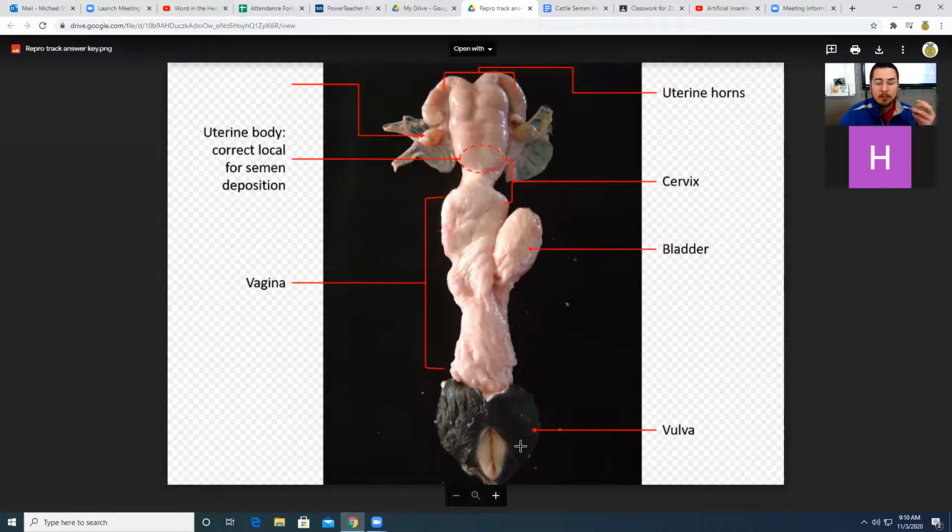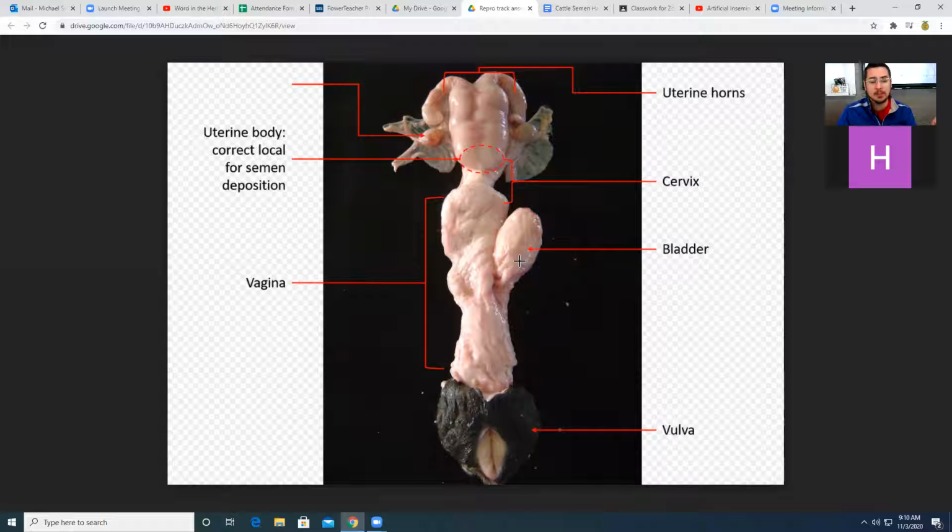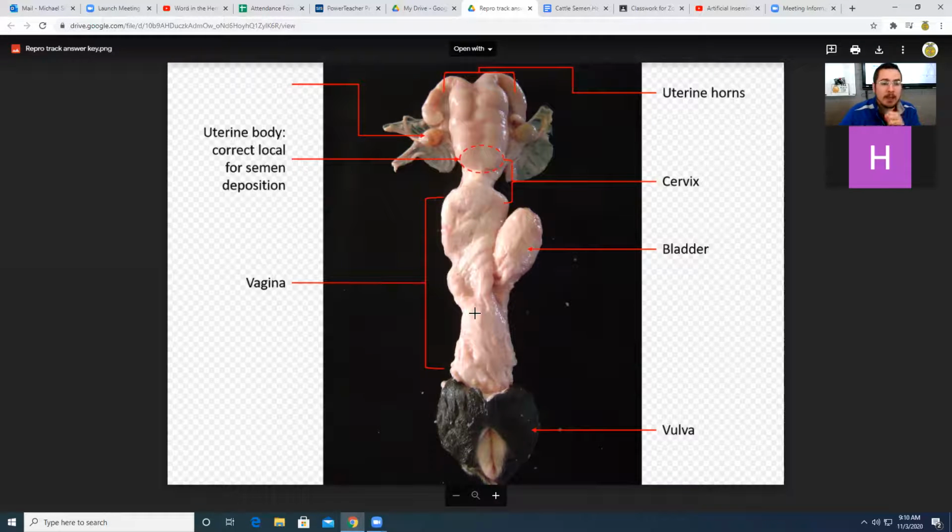Down here at the bottom, the vulva, that's the exterior part of the reproductive tract. It's what you can actually see in live cattle. As we move farther back, you're going to see the vagina, or the vaginal canal. Attached to that is the bladder. If you think about how cattle urinate, the urine is coming out of the vulva. Urine's held in the bladder, so it's got to connect to that vagina or vaginal tract.